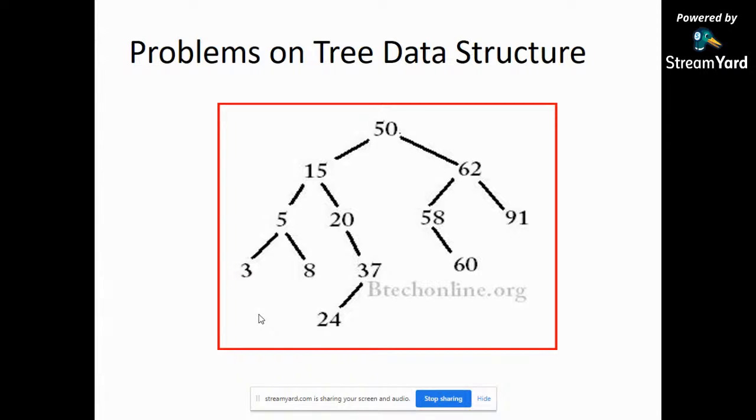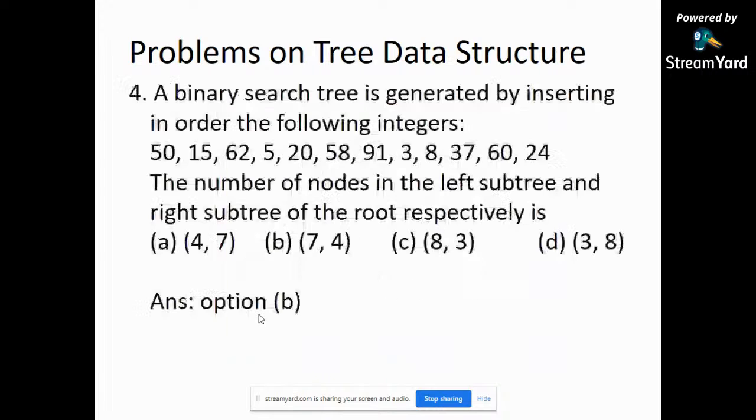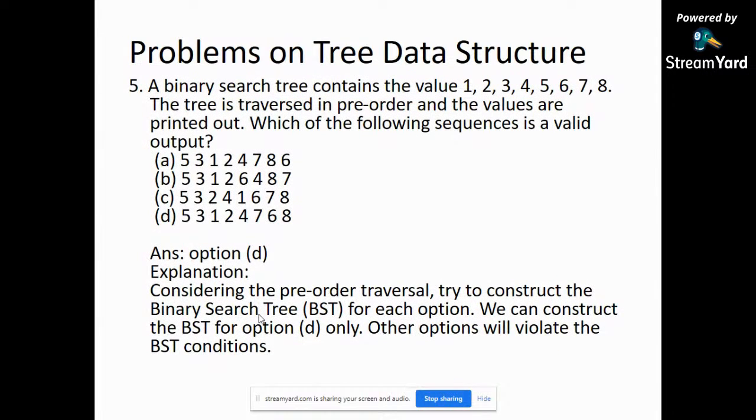Now the question is, how many nodes are there in the left subtree and how many in the right subtree? In the left subtree, 1, 2, 3, 4, 5, 6, 7, 7 nodes are there, and in the right subtree 4 nodes are there. So the correct option is B, 7 and 4. 7 nodes in left subtree and 4 nodes in right subtree.